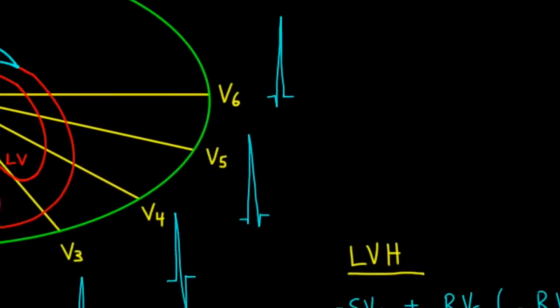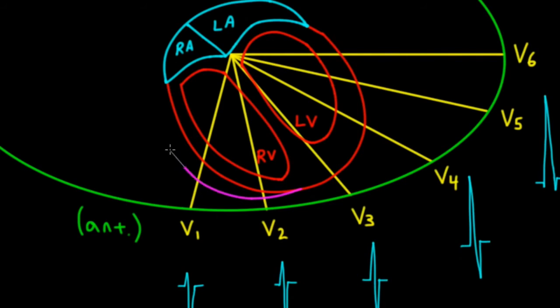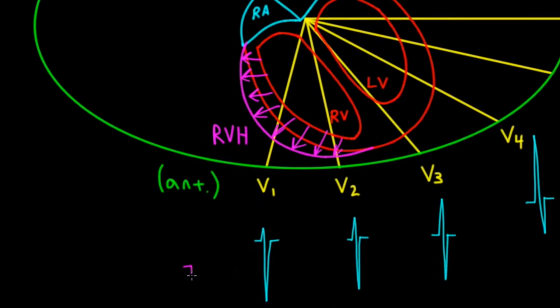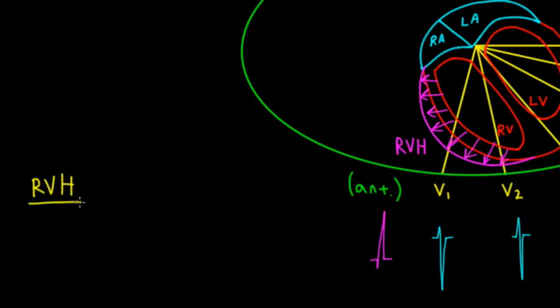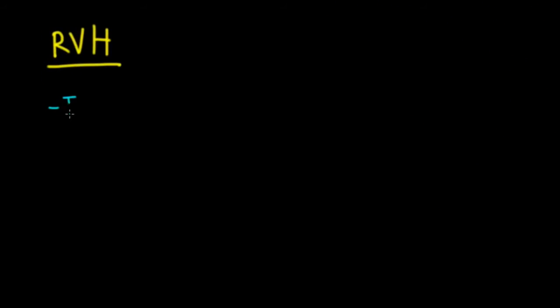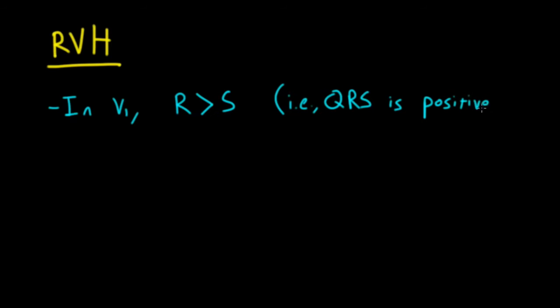Now let's talk about RVH. With right ventricular hypertrophy, you'll notice that the forces of ventricular depolarization become more prominent in the vicinity of the right ventricle. And so as a consequence, you'll notice that in lead V1, the QRS complex will look more positive. Thus, one easy diagnostic criterion for RVH is to simply look in lead V1 and look to see if the height of the R wave is taller than the depth of the S wave. In other words, look to see if the QRS complex looks positive.